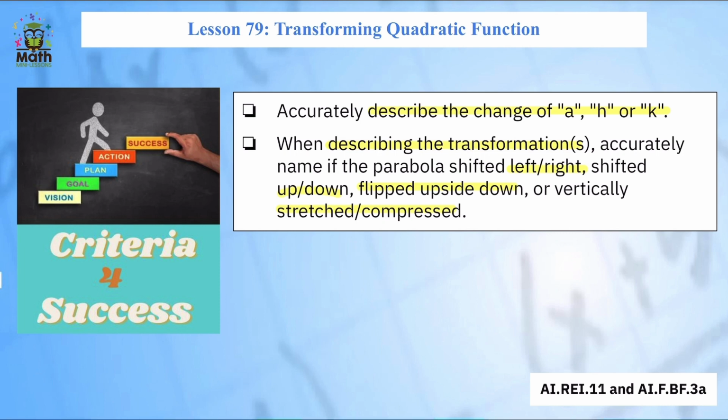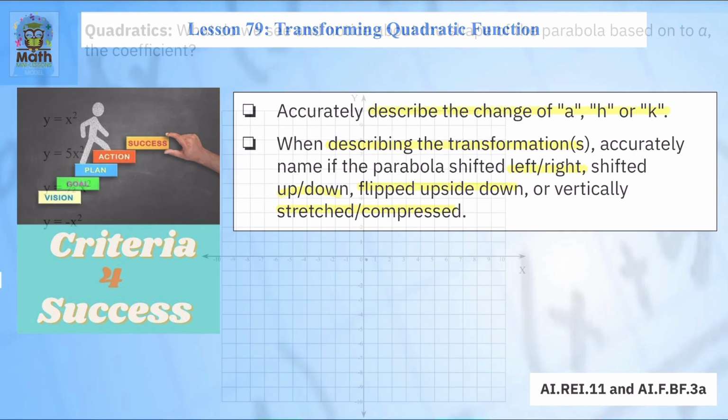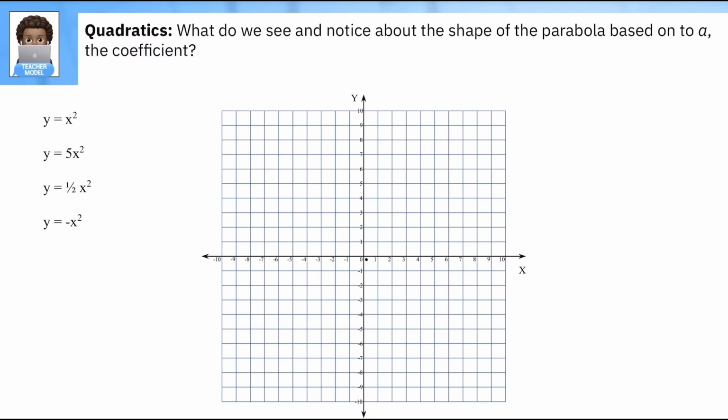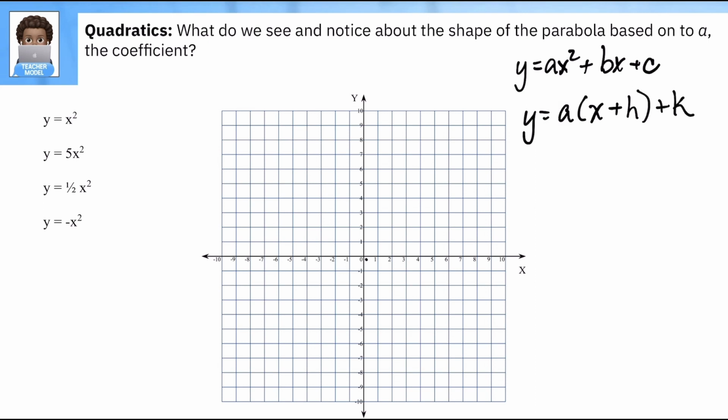But first, we're going to go to Desmos to just look at patterns and see what happens when we make certain shifts. The first element we're going to explore is based on a, that coefficient. You'll remember when we talked about it in standard form, we saw y is equal to ax squared plus bx plus c. If we did it in vertex form, it would be a times (x plus h) squared plus k. So we're going to look at that one as well.